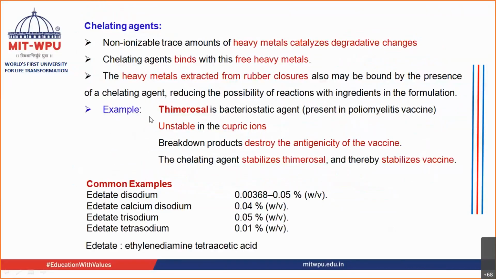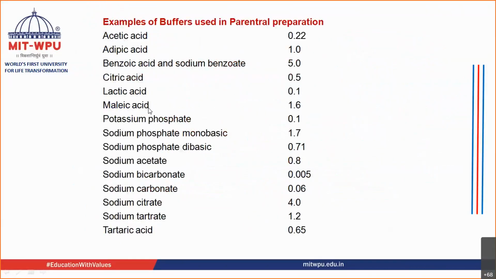parenteral products. Okay, these are some of the examples of buffers that are used in the parenteral preparation. For example, acetic acid, their quantity is also given over here. Adipic acid, citric acid, lactic acid, malic acid, sodium carbonate, tartaric acid. So these are some of the buffers that can be used. I have already talked about the different types of buffer, that's acetate, citrate, and phosphate buffers, and the method of preparation of it.